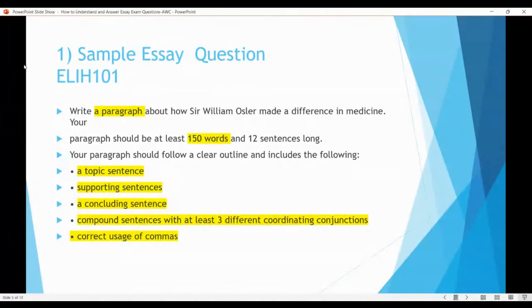Now, supporting sentences. Whatever you say in supporting sentences should be related to the topic sentence that you have just written. Any sentence which is not related to the topic sentence would be considered off topic, and hence you will be marked down. So you need to make sure that any sentence you write after the topic sentence must be closely linked to your topic sentence.